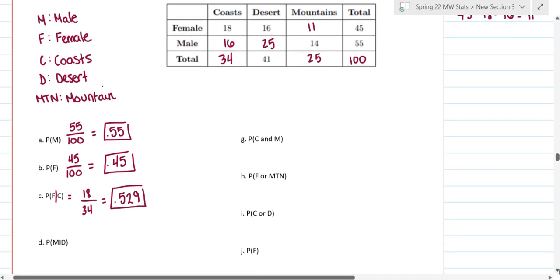All right, D, you have probability of men given desert. So how many total desert? 41, so that's the denominator. And then out of the desert, number of men? 25. So 25 divided by 41, 0.610.